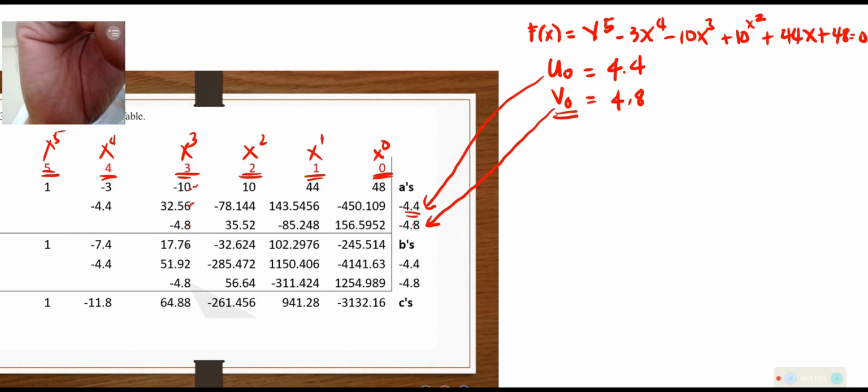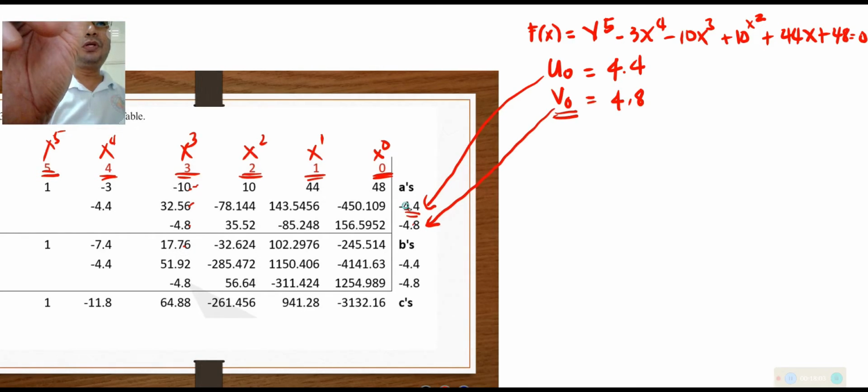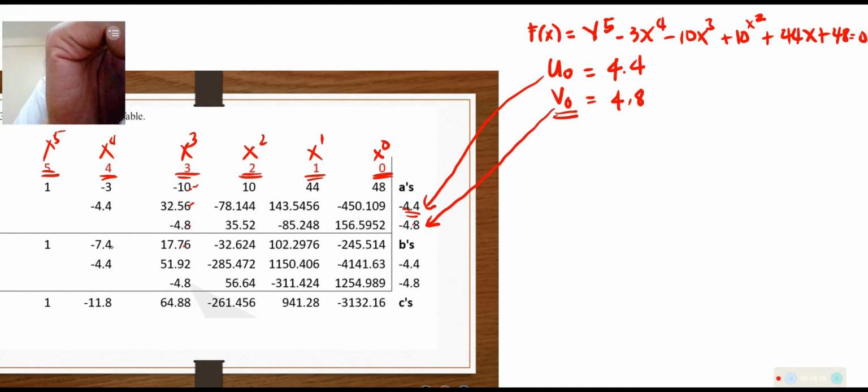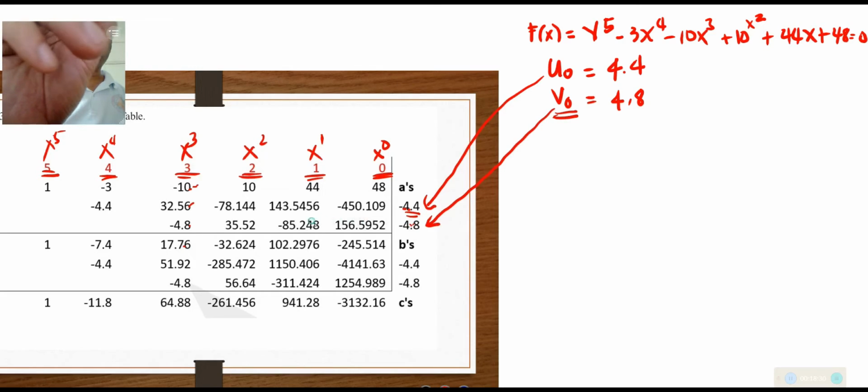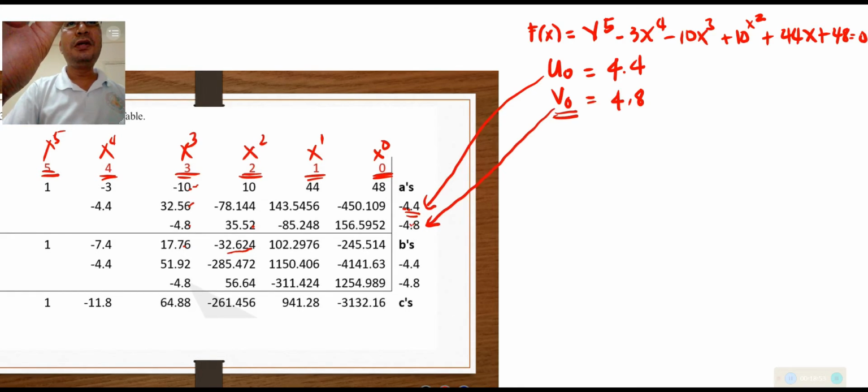Next, 17.76 times negative 4.4 becomes negative 78.144. But this time, the V value will only take the 7.4, since it is delayed one step, times negative 4.8, that becomes negative 35.52. And then again, we add, that is negative 32.624. Negative 32.624 times negative 4.4 is positive 143.5456.